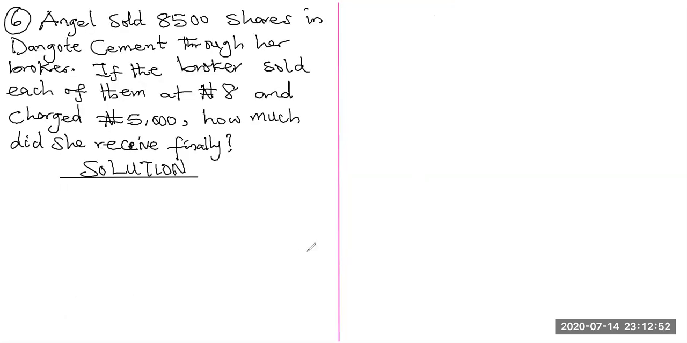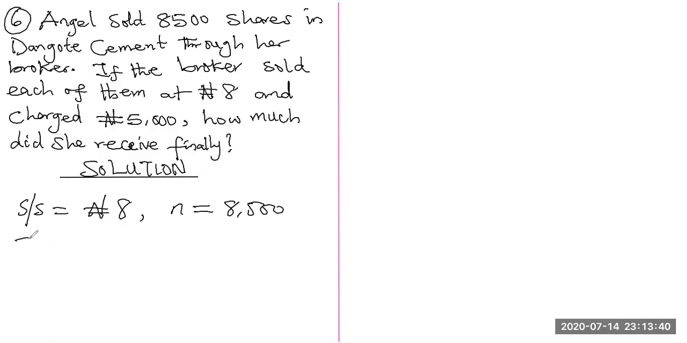In question 6, we are told that NJ sold 8,500 shares in Dangote Cement through her broker. A broker is an agent in the stock exchange. So if the broker sold each of them at 8 naira, that is the selling price per share, equal to 8 naira, and charged 5,000 naira, that is the charge. How much did she receive? So NJ wants to sell off the shares she has with Dangote Cement. The number of shares she has is 8,500. The selling price per one is 8 naira. It's not how much she bought it. The selling price for one is this.